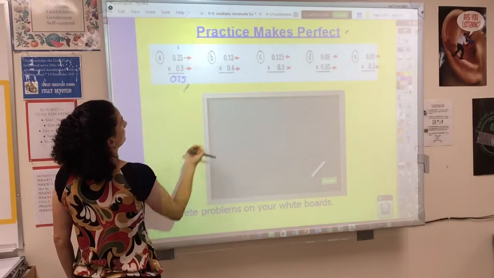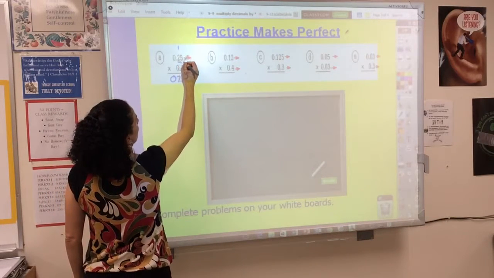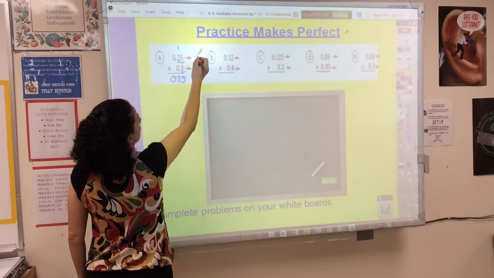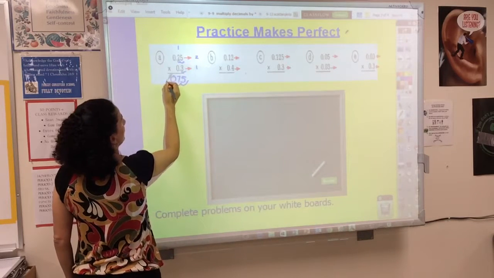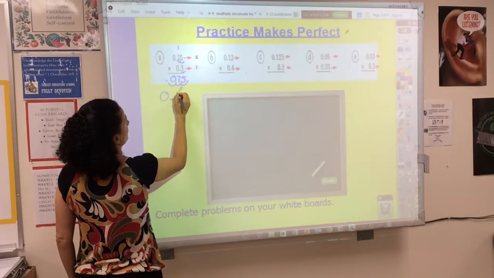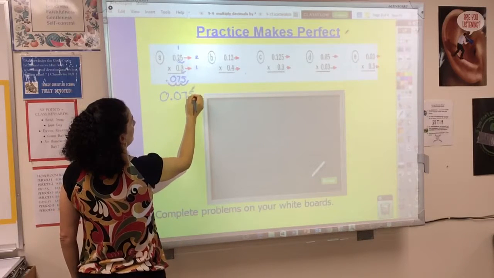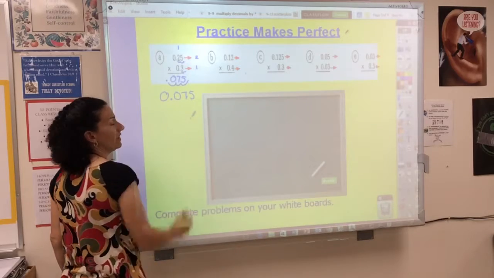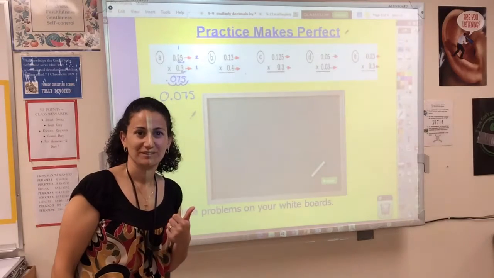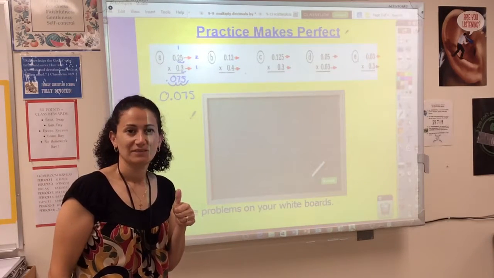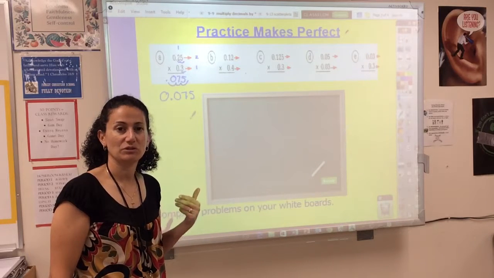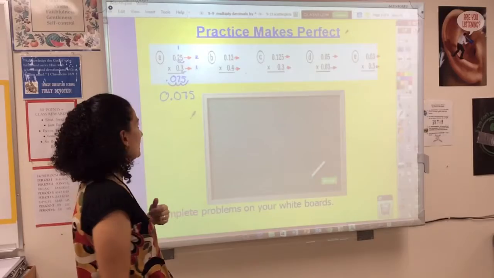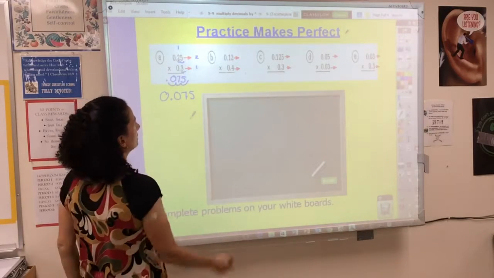So I'm ready to count my decimal places. 1, 2, 3. Total 3, so I'm going to count 1, 2, 3. And your answer for A should be 0.075 or 75 thousandths. How'd you do? Did you get that one right? If not, go back and watch the way I did it and see what you did wrong. If you did do it correctly, let's look at the next one.